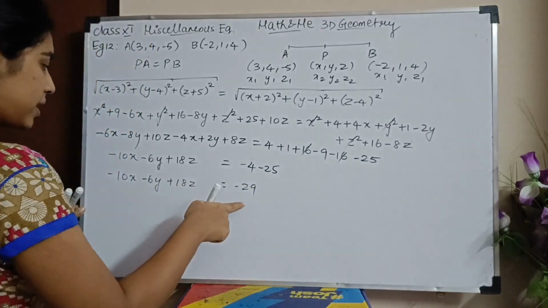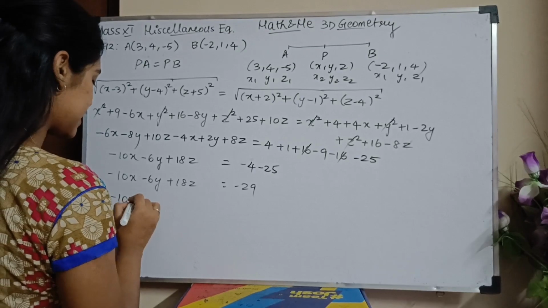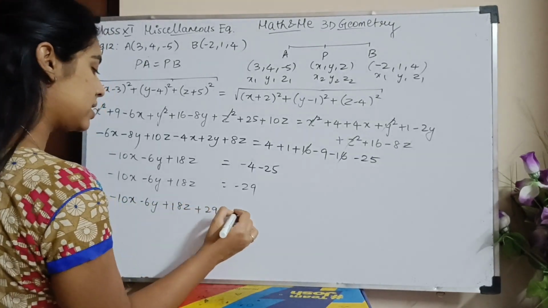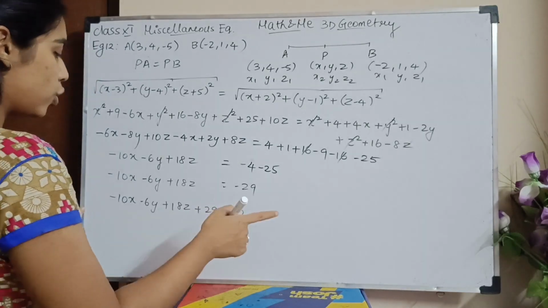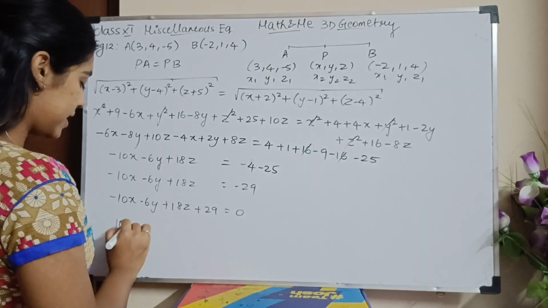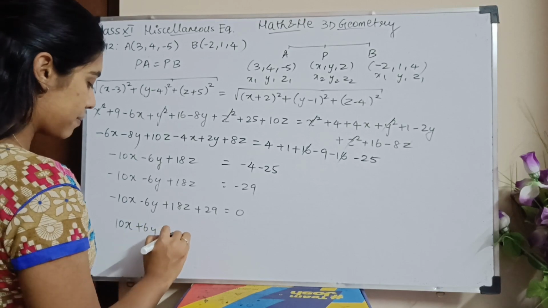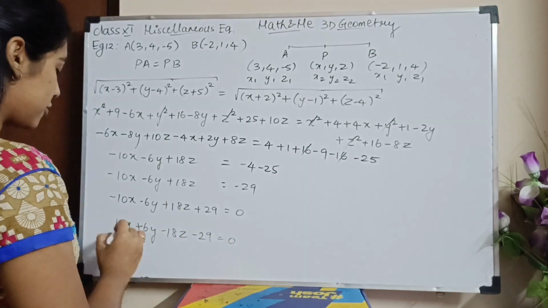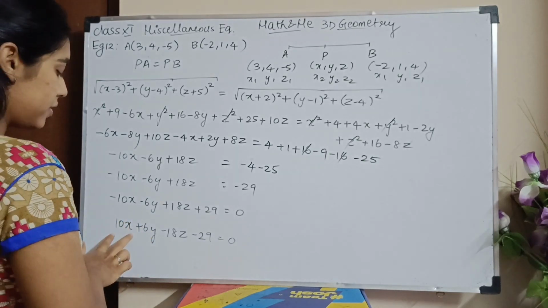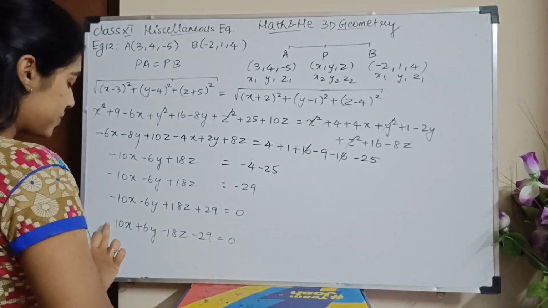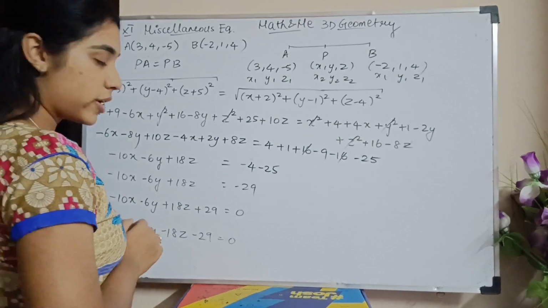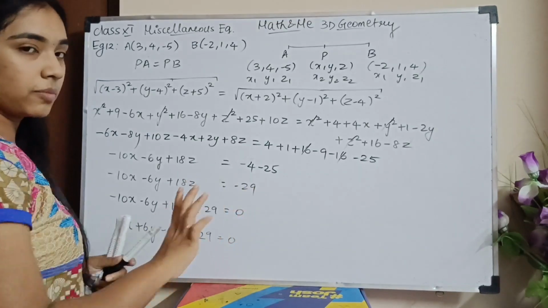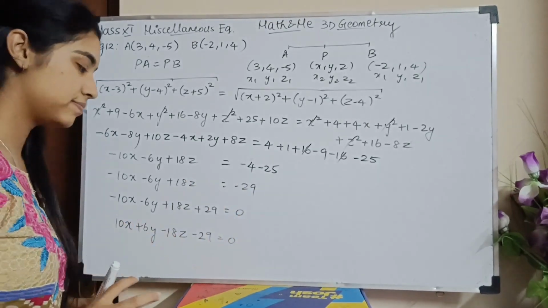So what is my equation when I bring everything to one side? Minus 10x minus 6y plus 18z plus 29 equals 0. When I multiply the whole equation by minus 1, I'll have 10x plus 6y minus 18z minus 29 equals 0. Make sure that your first term's coefficient is always positive. It is just for a neat presentation, no other reason. So this is your equation.